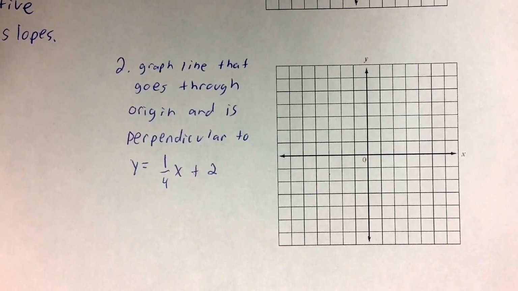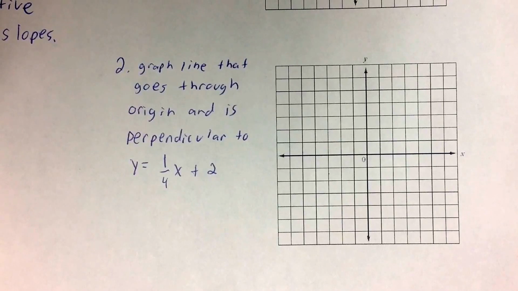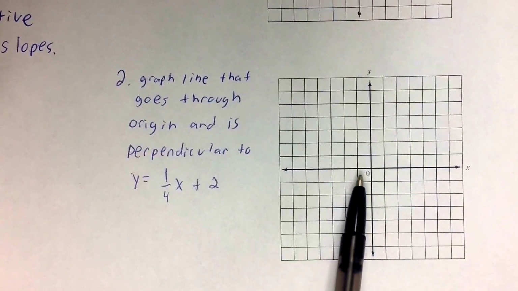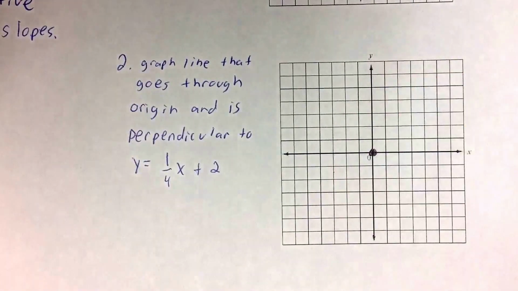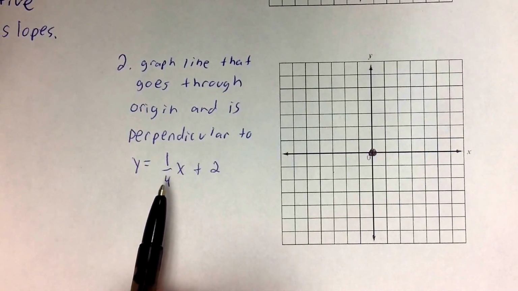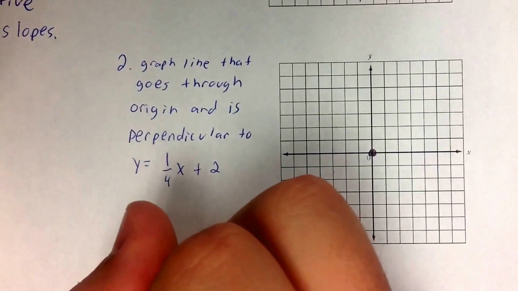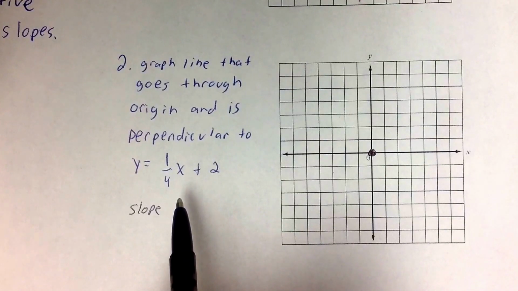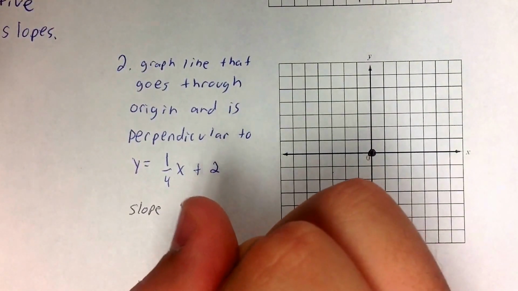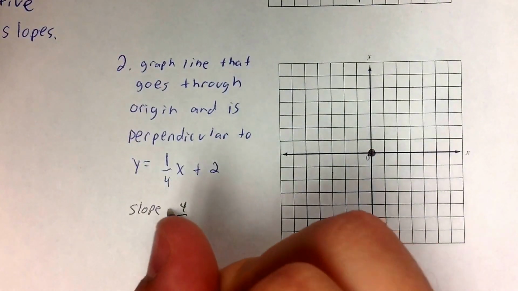The second example says graph a line that goes through the origin and is perpendicular to y equals 1/4 x plus 2. The origin, remember, is the center dot, the 0, 0, so I need to put a point at 0, 0. Now if it's perpendicular to this line, it has to have the negative reciprocal slope. So the slope that I need, first off, the negative reciprocal means I flip it, so it becomes 4/1. Negative means I change the sign, so it goes from a positive to a negative.